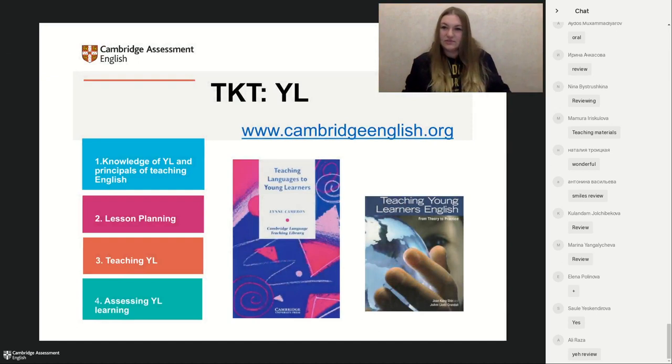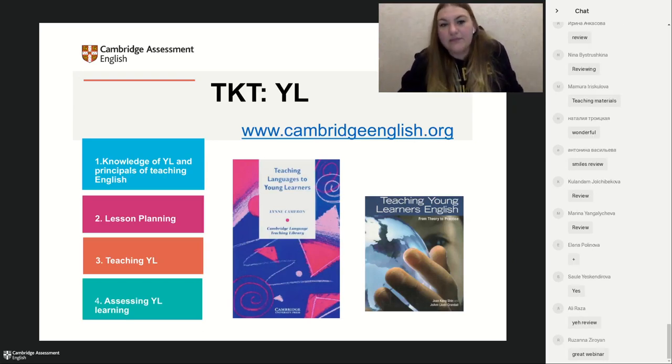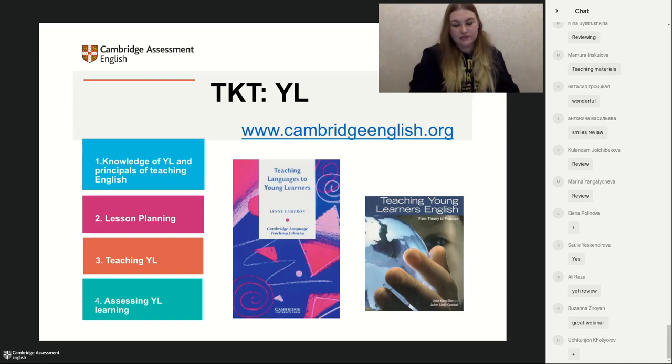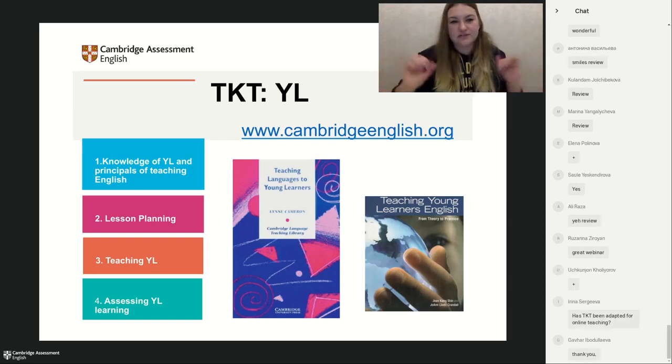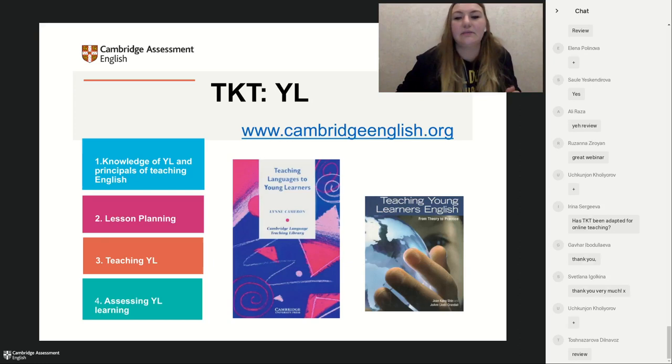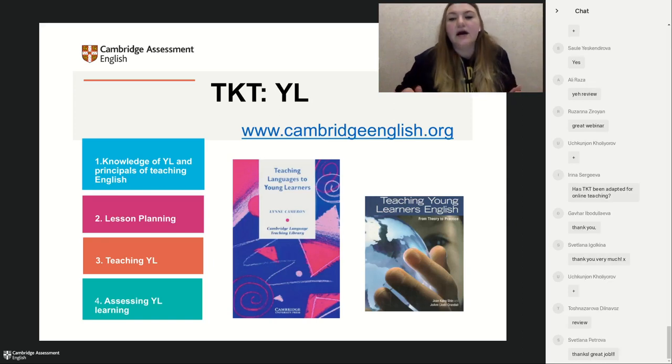And now it's time to finish. So I hope that I was useful. I know that's a big topic to talk about and we can talk about it for ages. So what we should remember, there are 4 main parts of the TKT YL test. Language, part 1 about characteristics, part 2 about lesson planning, part 3 about teaching strategies, and the part about assessment.